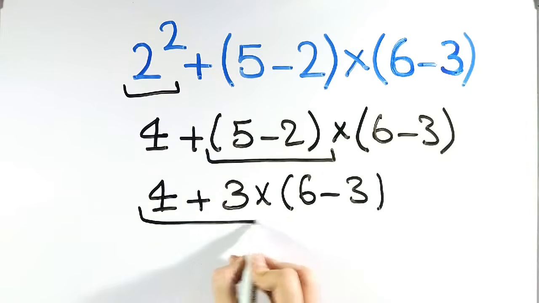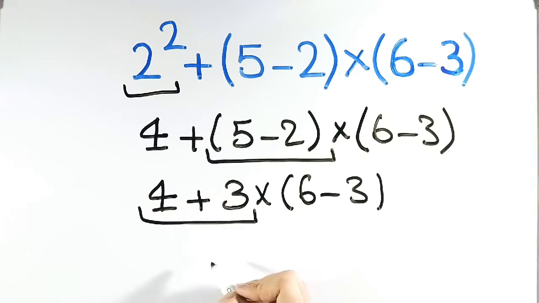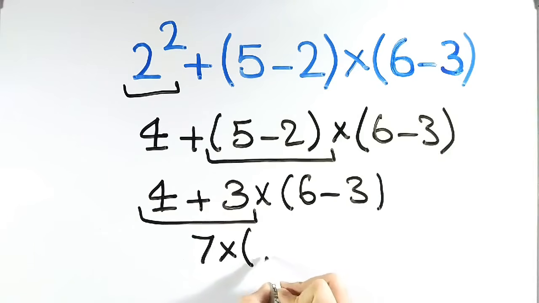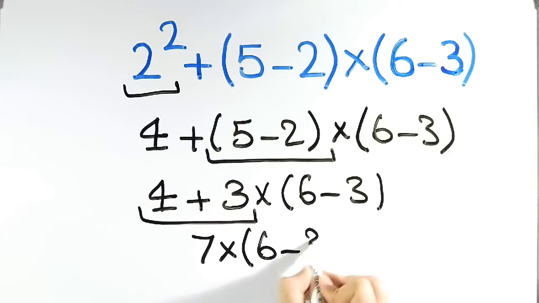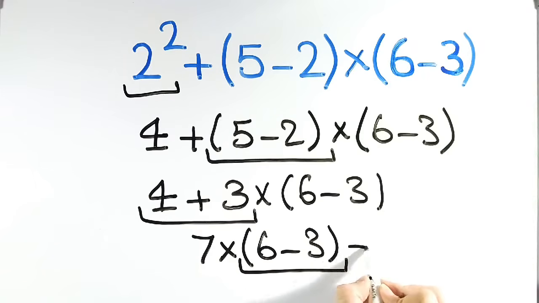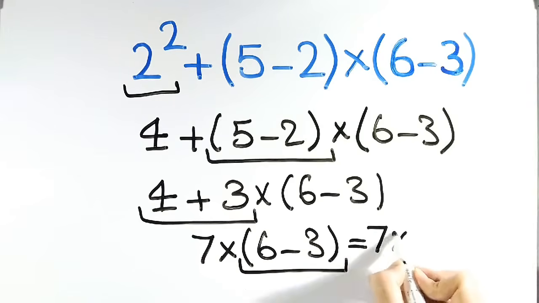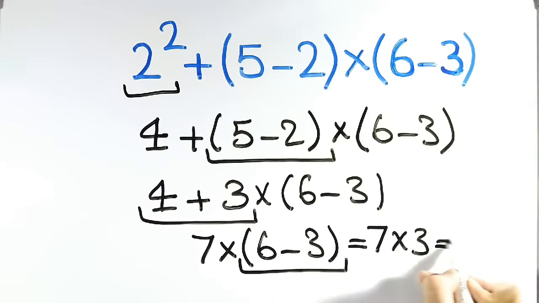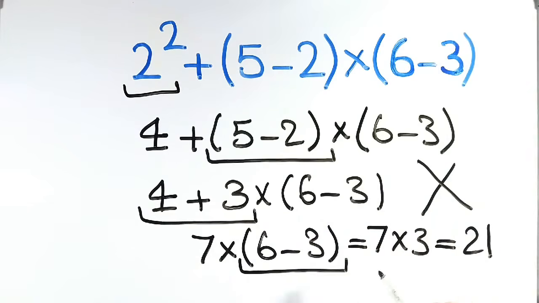Then they go for the addition between 4 and 3 and write this expression as 7 multiplied by open parenthesis 6 minus 3 close parenthesis. And the final step, they go to the expression inside the parentheses. And instead of this expression, they write 7 multiplied by 3, which finally gives them the answer 21. However, this answer is absolutely wrong.